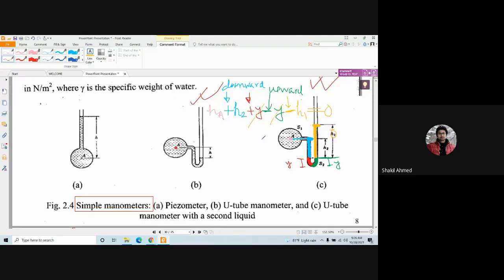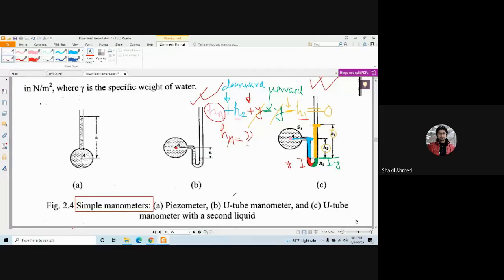Now Y cancels out. You have a scale through which you can measure H2, right? So H2 you know, and you can also measure H1. HA is unknown, so you just calculate HA. That's it.